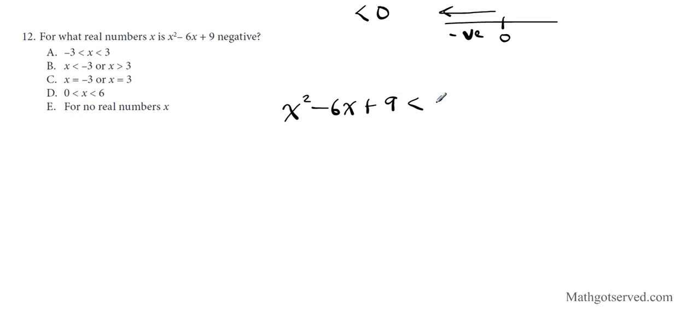Okay, number 12. It says, for what real numbers is x squared minus 6x plus 9 negative? So if a number is negative, then it's less than 0, right? Because on the number line, anything to the left of 0 represents the set of negative numbers. So what we're solving is x squared minus 6x plus 9 less than 0. When solving quadratic inequalities, we have to set up regions, and then we have to use test points to see which satisfy this original inequality.